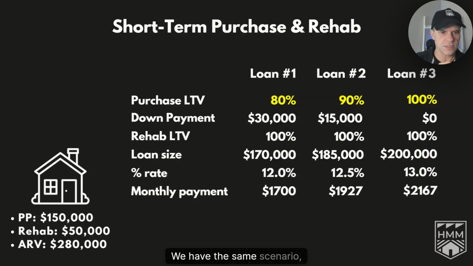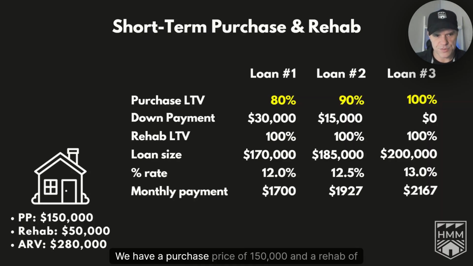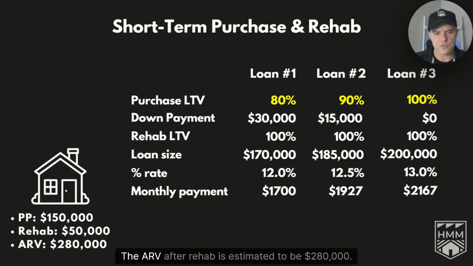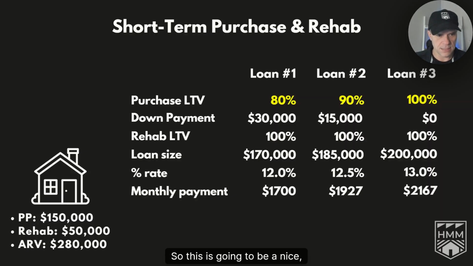We have the same scenario for each of the three loan scenarios. We have a purchase price of $150,000 and a rehab of $50,000 on this short-term project. The ARV after rehab is estimated to be $280,000. So this is going to be a nice project, profitable enough for most people to be interested in it.